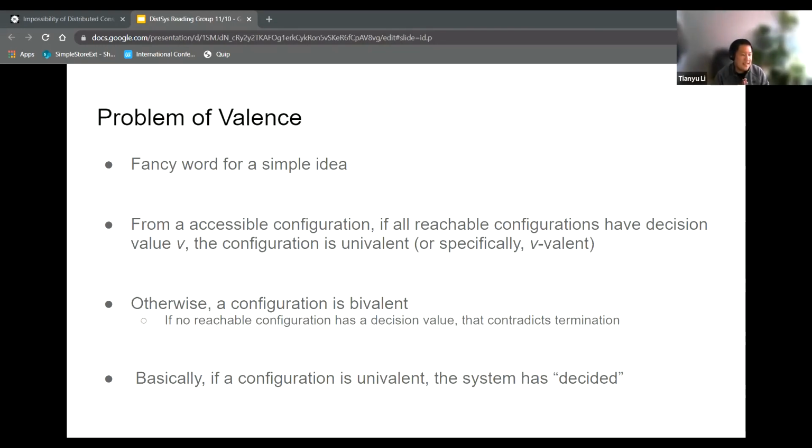Basically, when I say something is univalent, the system has decided at that point of the execution, right? Everything that happens from there has to reach the same decision value. So the system has decided by that point. To draw a familiar example, say in Paxos or two-phase commit: in two-phase commit, if everybody has written down an accept to their disk, you can say, oh, this is the point where the system has decided this is going to commit, right?